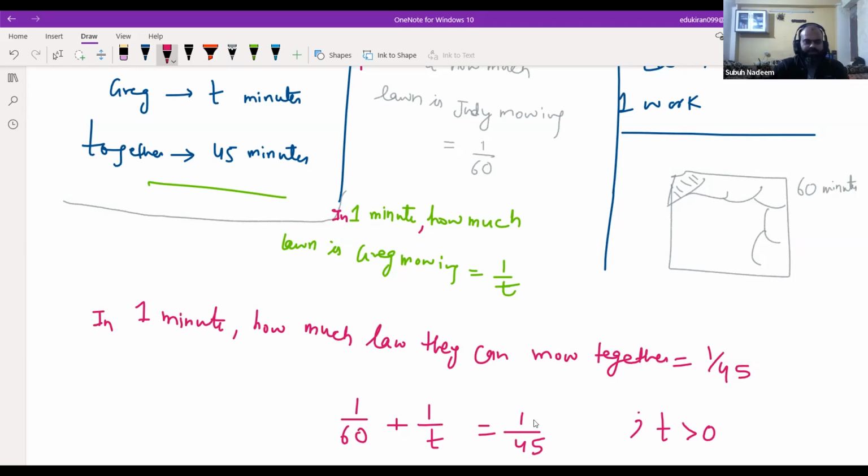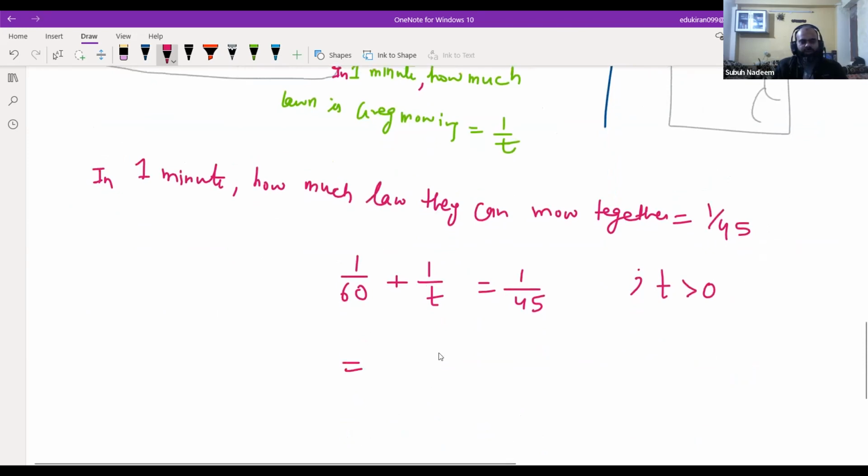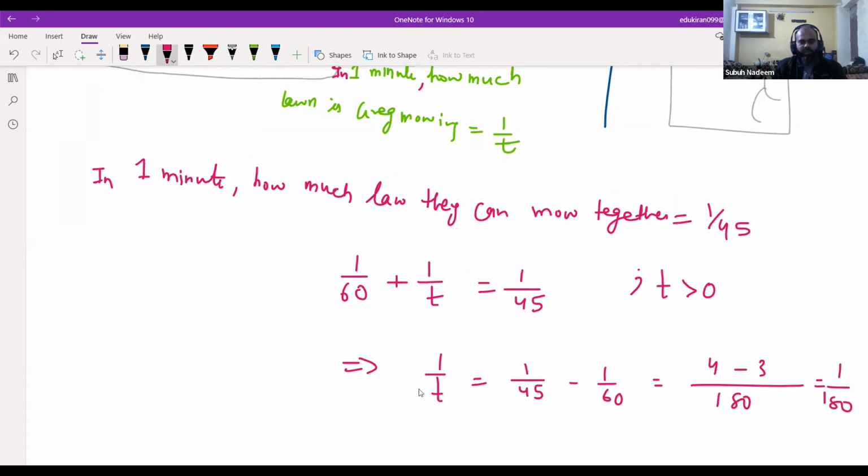Now next is to solve it. Solving it is not so difficult. 1/t is equal to 1/45 minus 1/60. The LCM would be 180, since 15 is there, 3 is there, and 4 is there: 4 times 3 is 12, and 12 times 15 is 180. So it becomes 4 minus 3, so 1/180. So t will be equal to 180 minutes. So Greg takes 180 minutes to mow the whole lawn. Are you getting it?